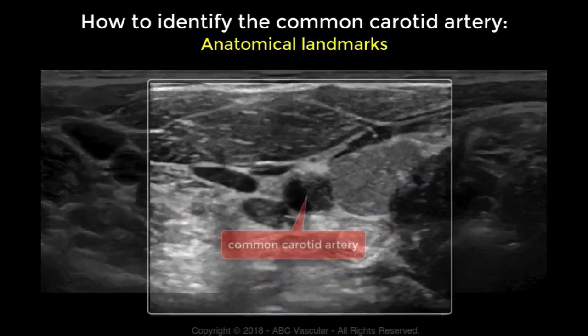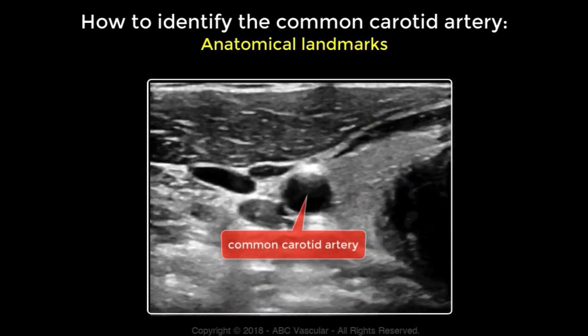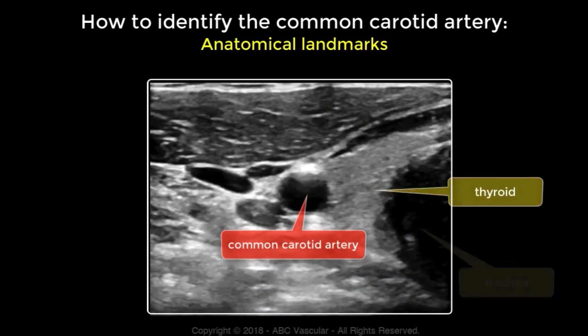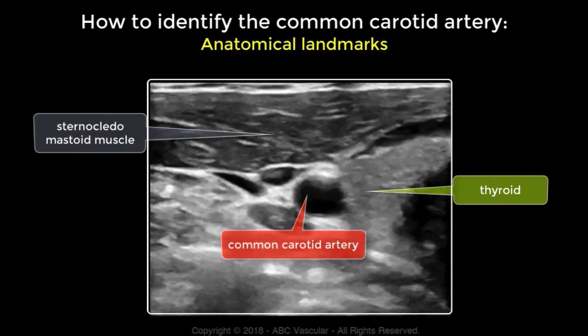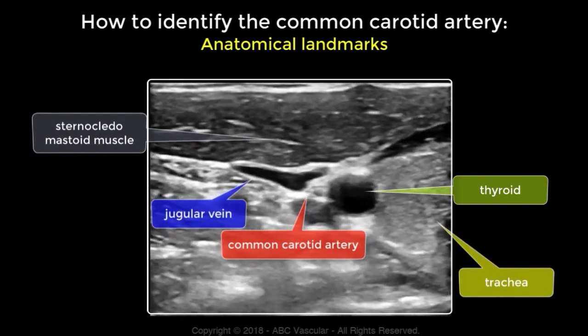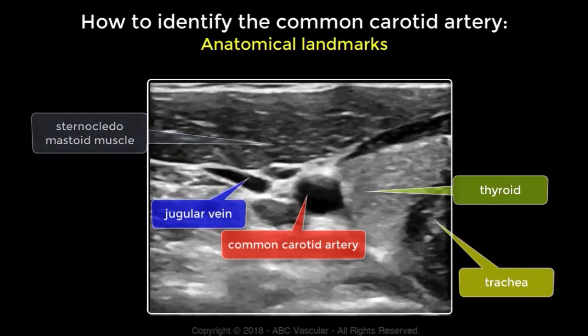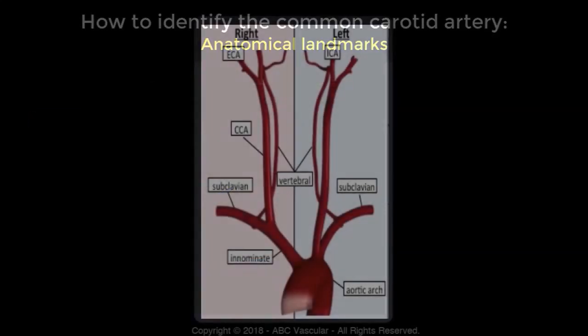To summarize, the common carotid artery is adjacent to the thyroid lobe, to the side of the trachea, below the sternocleidomastoid muscle, and adjacent to the jugular vein. These are the main anatomical landmarks used to identify the common carotid artery.